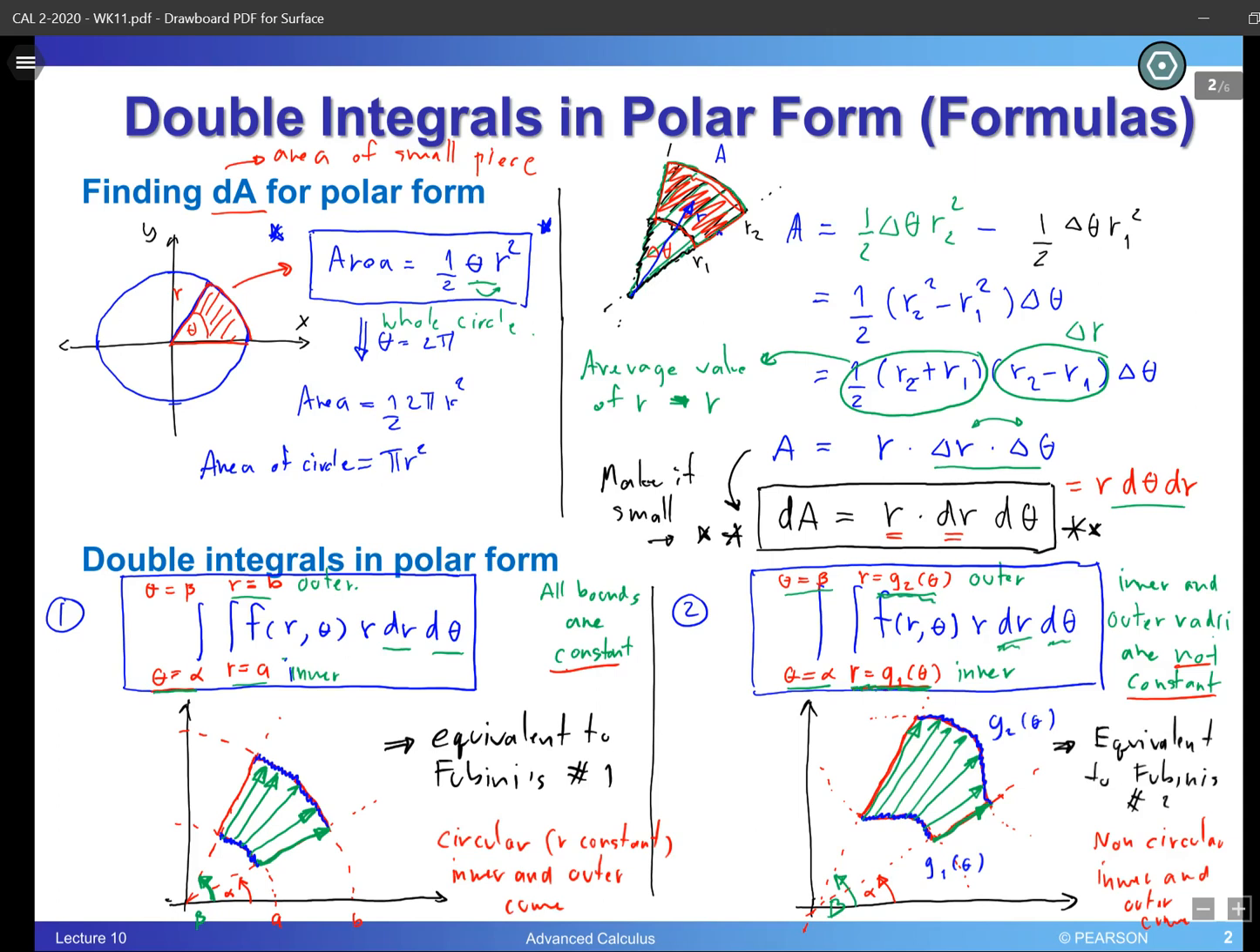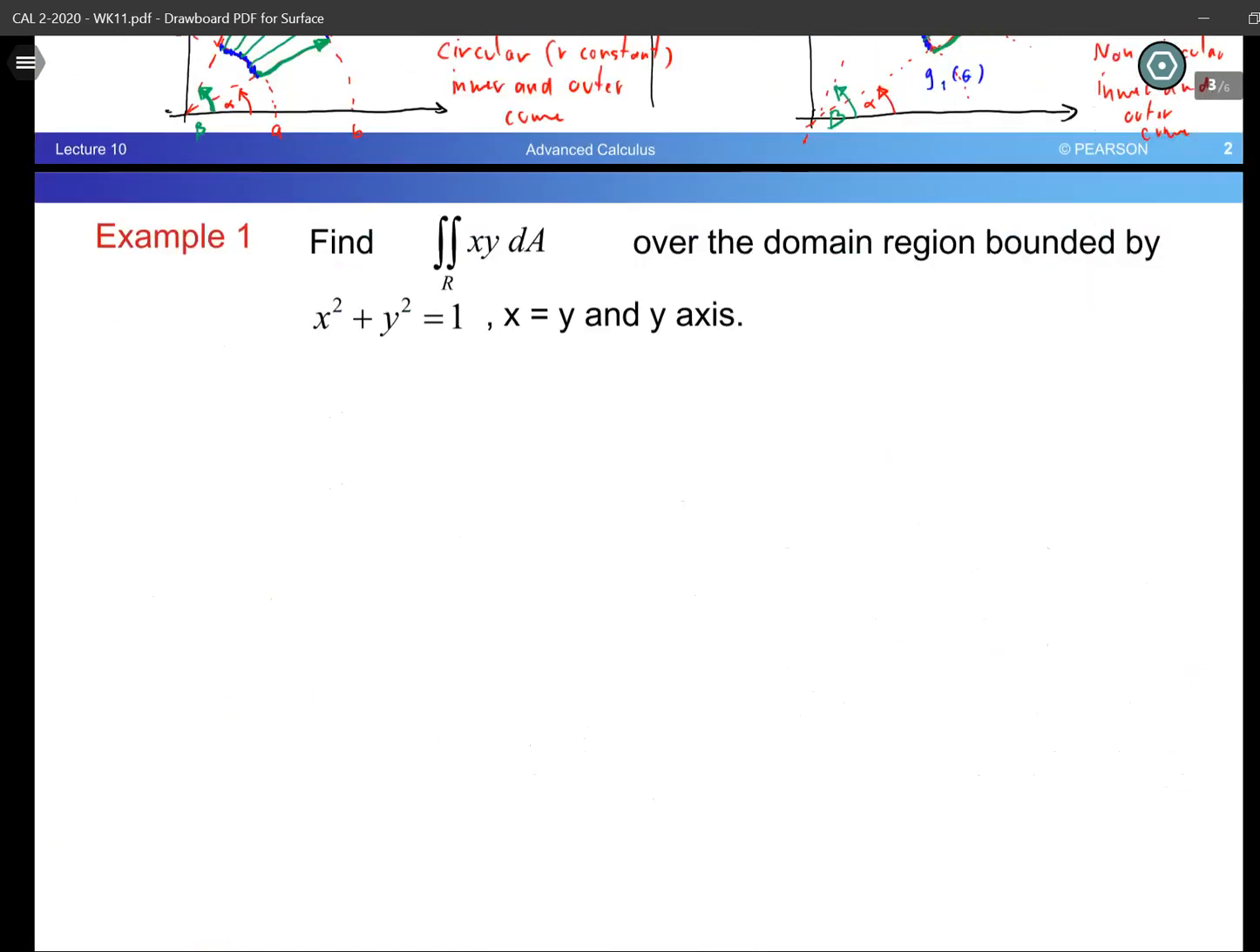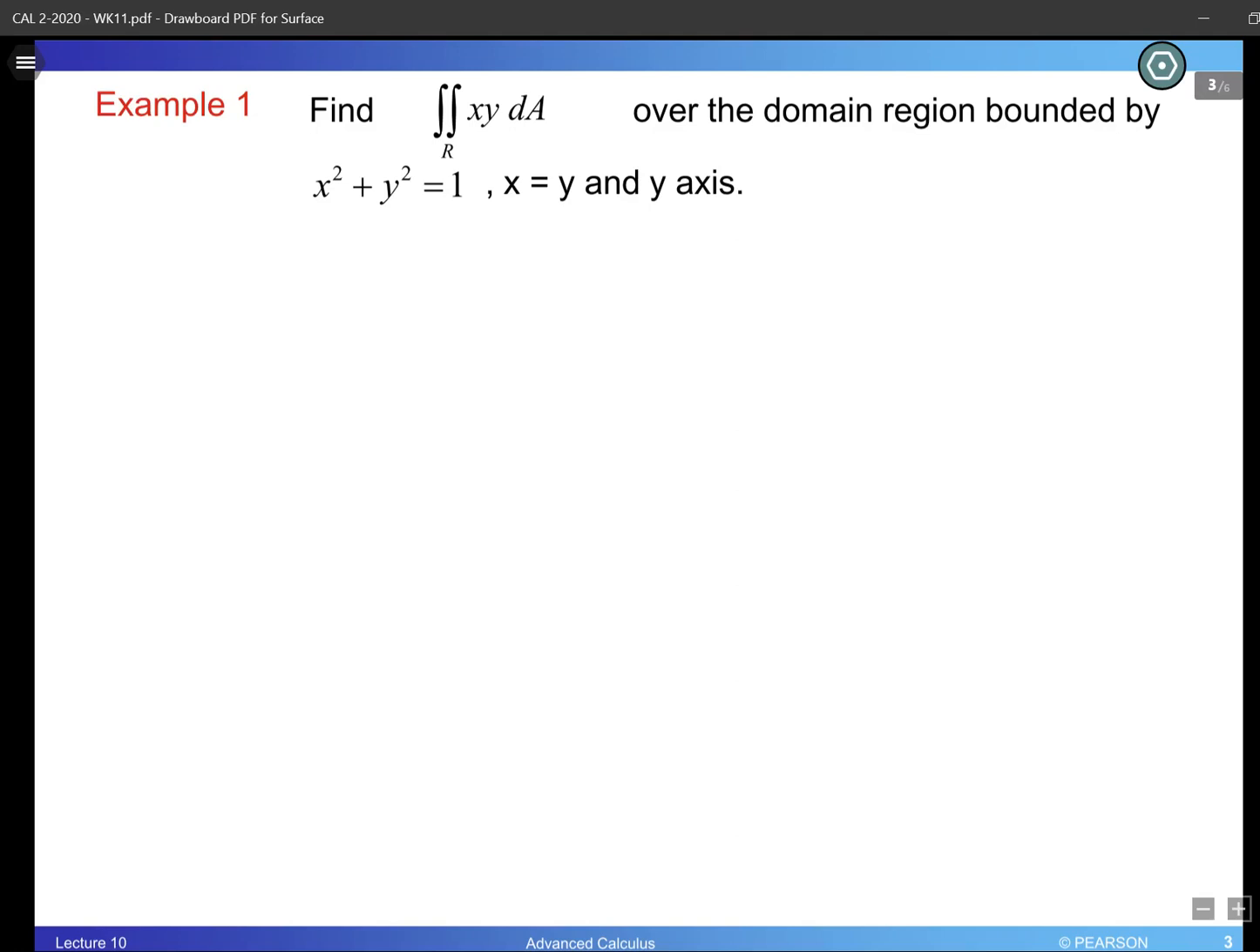Now that you have seen these two variations of the double integrals in polar form, we are ready to move to the examples. So let's work on example number 1 right here. Here we are supposed to find the double integral of a multivariable function of x and y. And when you see x and y inside your function, you know right away that this double integral is in Cartesian form.